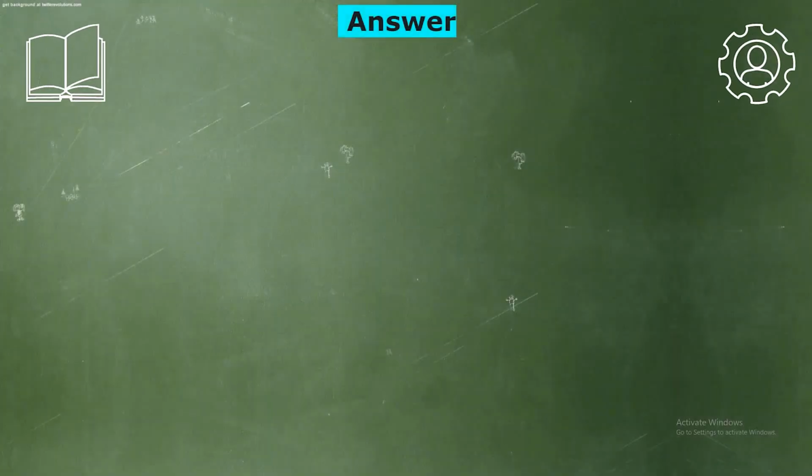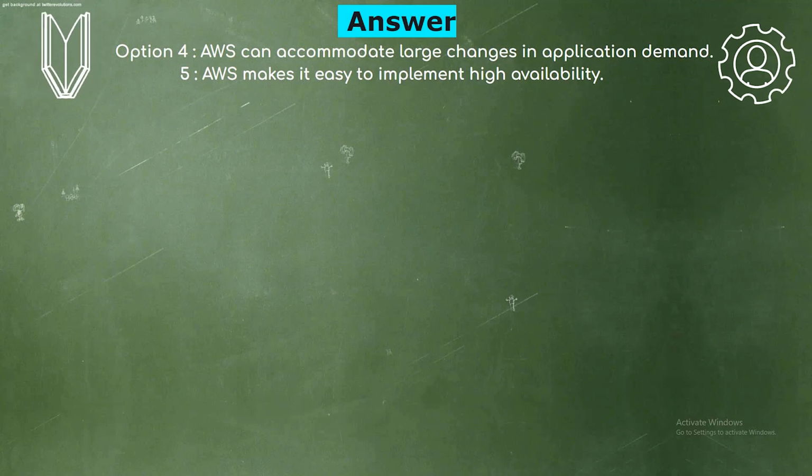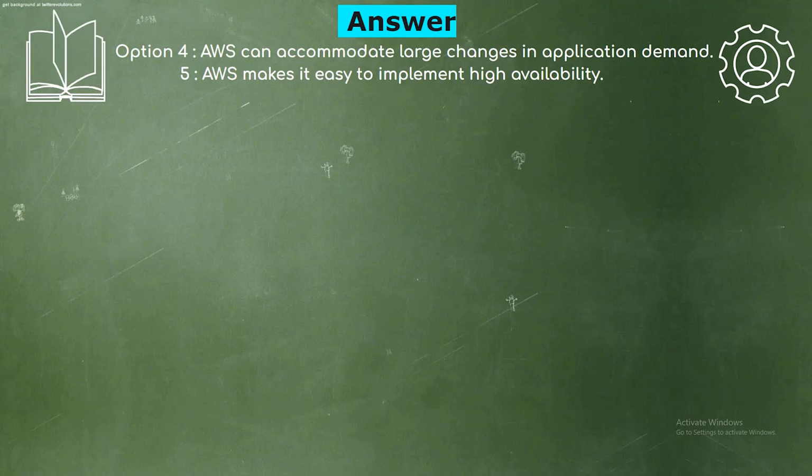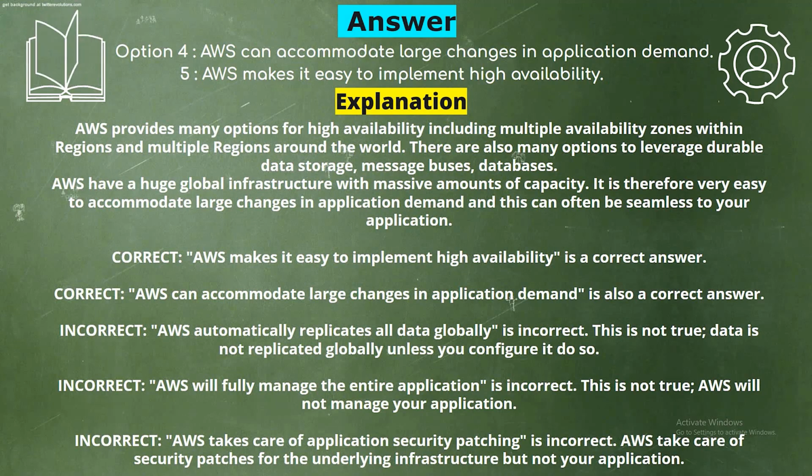And the correct answers are: Option 4. AWS can accommodate large changes in application demand. And Option 5. AWS makes it easy to implement high availability. Explanation. AWS provides many options for high availability, including multiple availability zones within regions and multiple regions around the world. There are also many options to leverage durable data storage, message buses, databases.